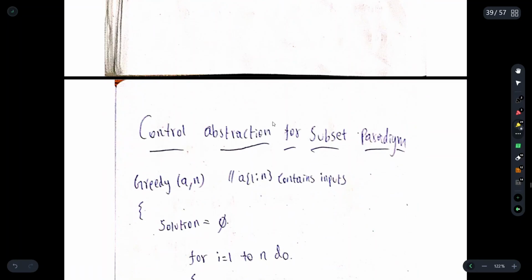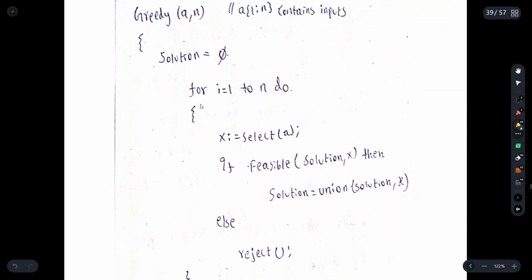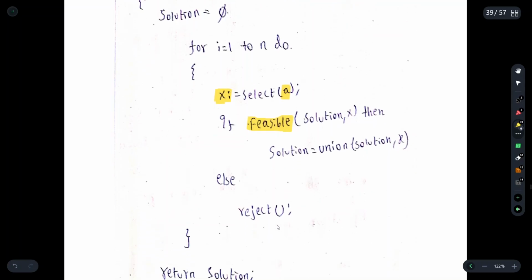Control abstraction for the subset paradigm. For i equal to 1 to n, we will select x as one of the solutions. We will select a from the solution set, and consider that in x. If x is feasible, then we can do the union for the solution, like we can consider that solution, else we will reject it. So that is the greedy approach.